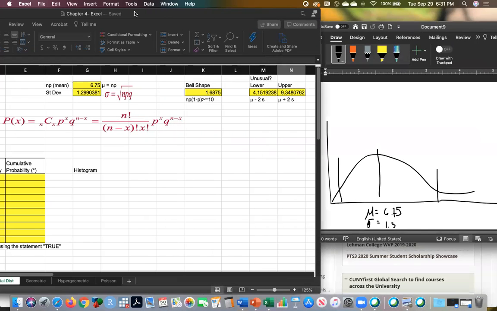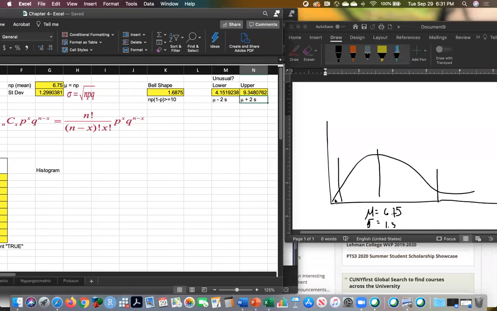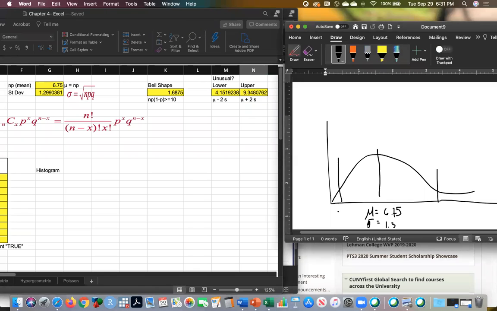So let me make this. Of course, the binomial distribution is a discrete distribution, so instead of having this curve we're going to have bars, but I'm just sketching the idea. So this can be 0.15, and this point is going to be 9.34. Sorry for the bad drawing.